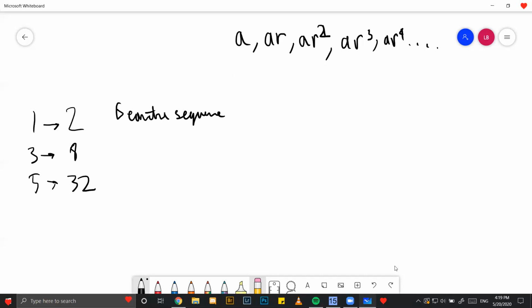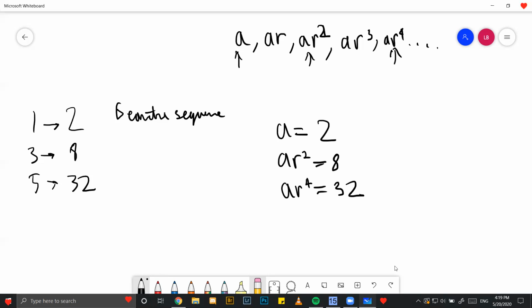So one way you could do this is to look at the general form of the sequence in algebraic form. It's always going to fit something looking like this. This is your first term, this is your third term, and this is your fifth term. You know that A is equal to 2, that AR squared is equal to 8, and that AR to the power of 4 is equal to 32. Now, A is equal to 2. That's a pretty simple fact that you now have in your toolbox.